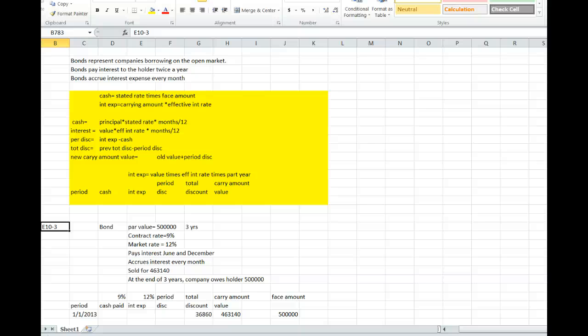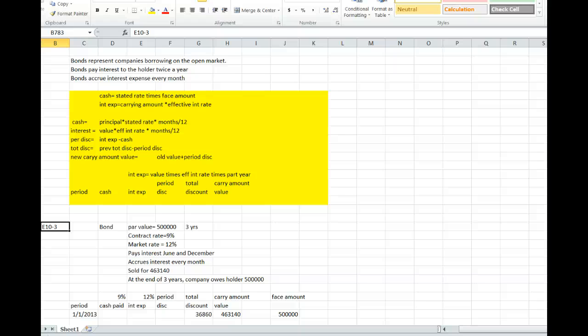Bonds represent companies borrowing on the open market. So there's a whole market for this. Bonds pay interest to the holder, whoever buys them, once or twice a year. I think in the example we're going to use, they pay twice. Bonds accrue interest, though, every single month, so we have to make sure that for every month we've recorded bond interest expense.